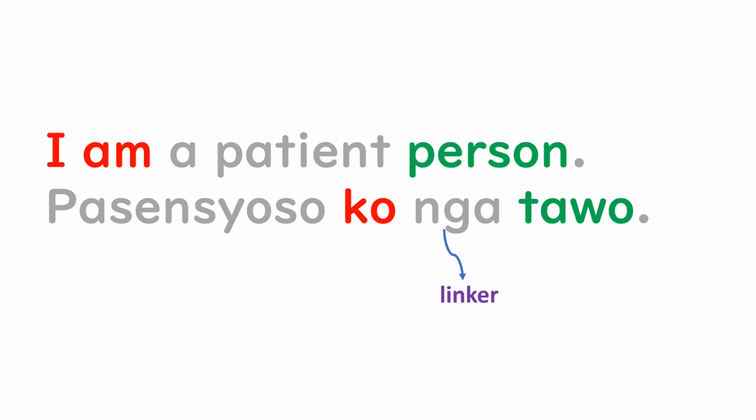If we are describing someone, it is very common to have a nga. To link a characteristic of a person to a person, there should be a nga linker. You cannot say "pasensyoso ko tao", because that's not how we construct a sentence. You sound like a baby talking. "Pasensyoso ko nga tao" means you're a patient person, so you must put the nga linker there. And then "person" here is tao. That's how to pronounce it.